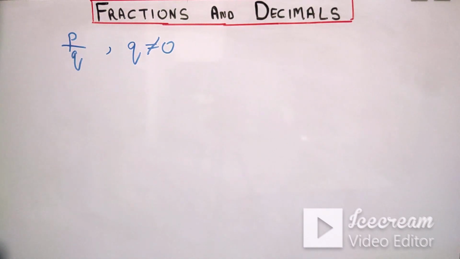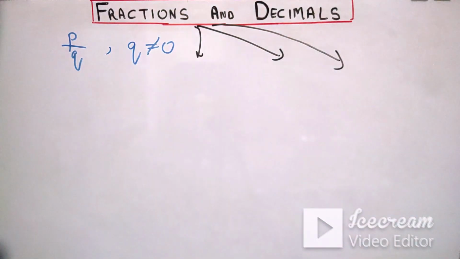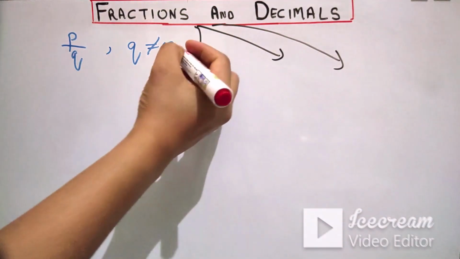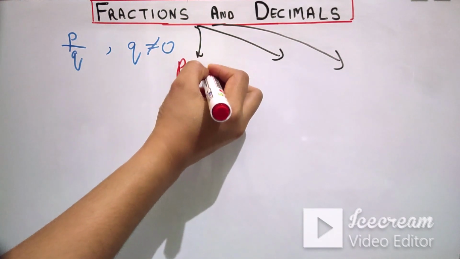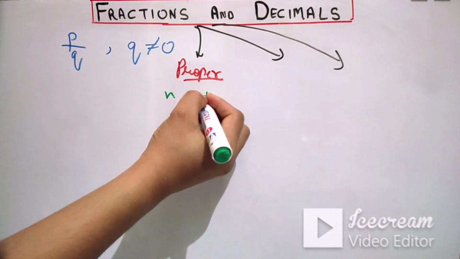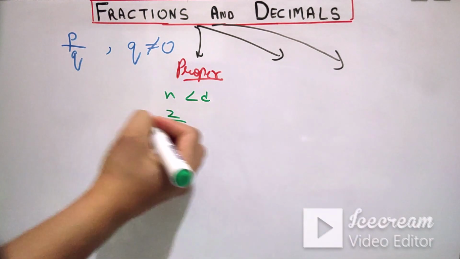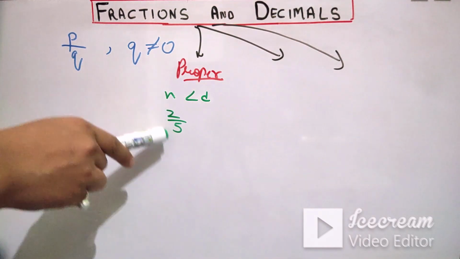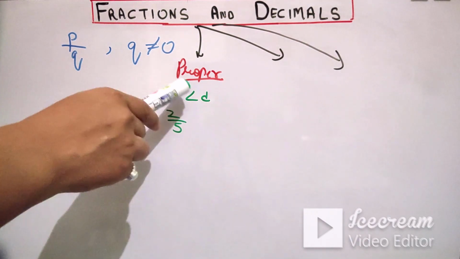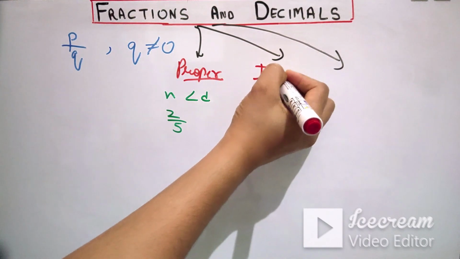Now there are many types of fractions, so let's have a quick glance over them one by one. Number one is the proper fraction. What is a proper fraction? Any fraction in which the numerator is less than the denominator is called a proper fraction. Let's take an example, 2 by 5. Here the 2 is smaller than the denominator, so this is a perfect example of a proper fraction. The next one is the improper fraction.